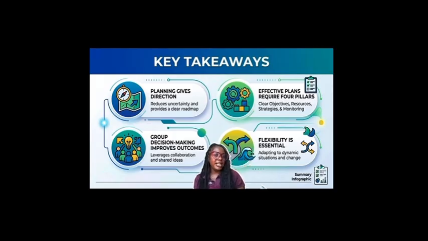So the key takeaways from this presentation, to summarize: planning and decision-making are essential management tools. Planning provides direction and reduces uncertainty. Creating efficient plans requires setting objectives, allocating resources, implementing strategies, and also monitoring progress. Group decision-making allows teams to leverage collective knowledge, improving both progress and results. And finally, while planning is essential, flexibility is key to adapt to real-world challenges.